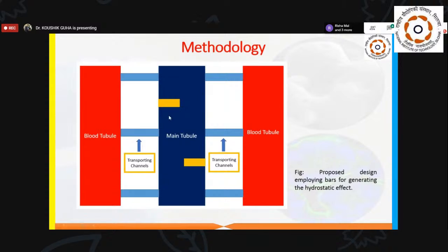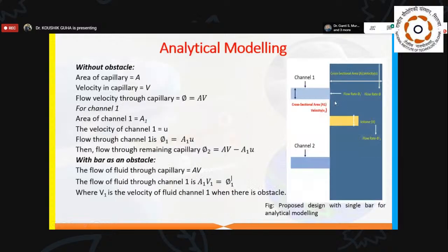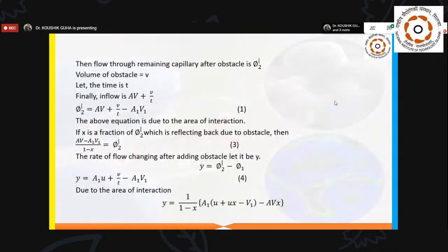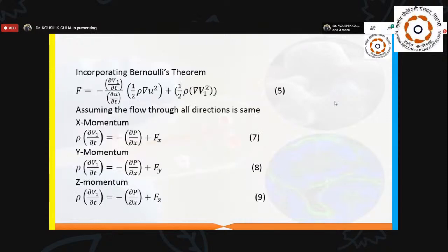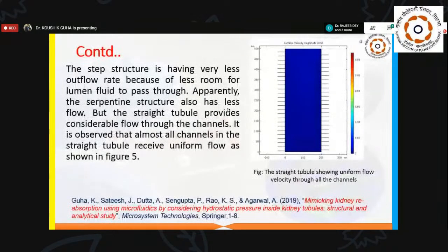We have intentionally put some obstacles here, and we want to make the study like that. With the help of some analytical and mathematical modeling techniques, we have seen that some kind of structure has a really low outflow rate because of less room for lumen fluid to pass through. This paper was published in 2019 in Springer Microsystem Technologies.